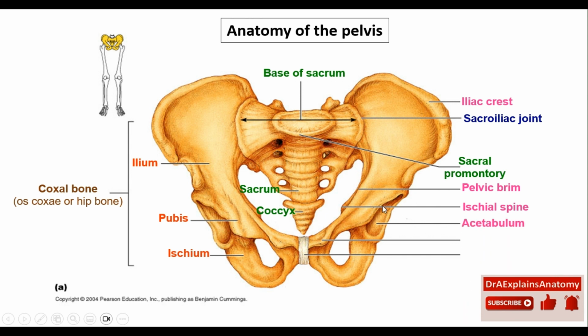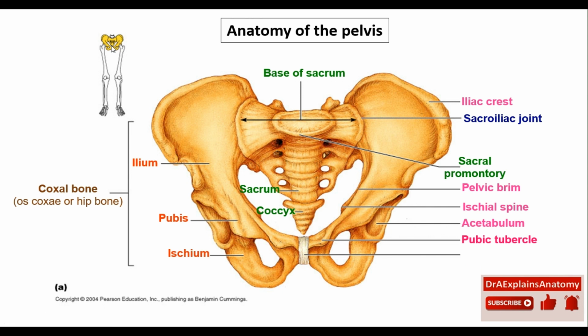This is the acetabulum, which is on the lateral aspect of the hip bone. It receives the head of the femur, the bone in the thigh. This forms the hip joint.